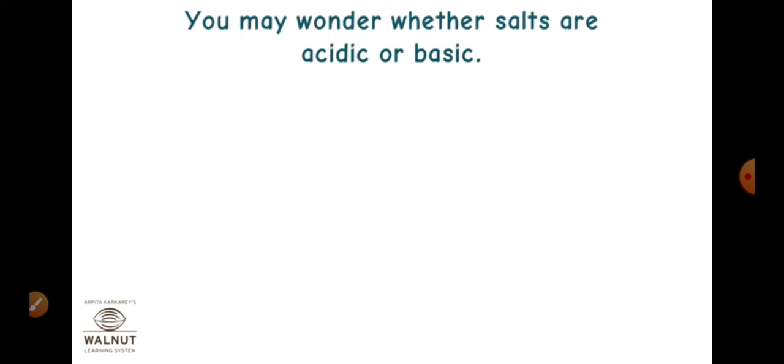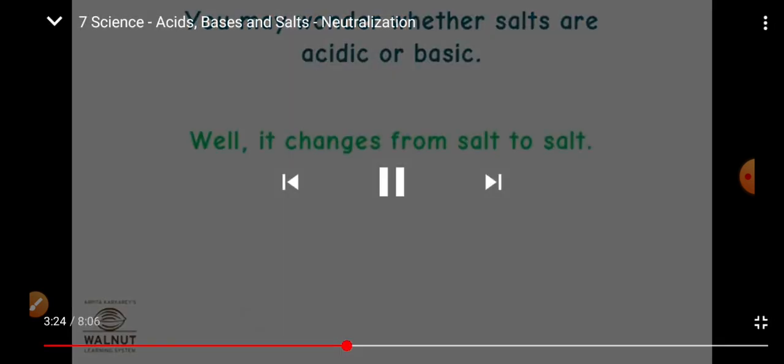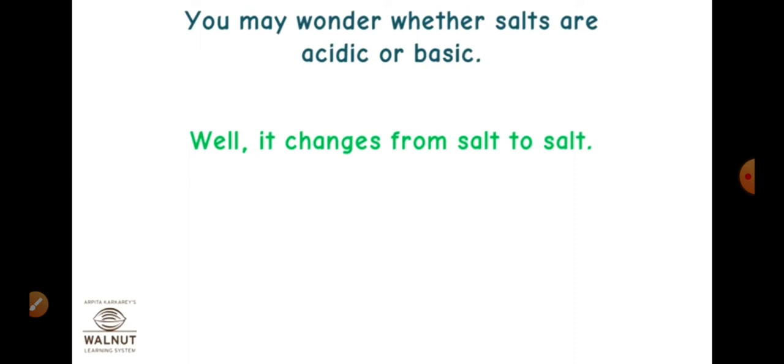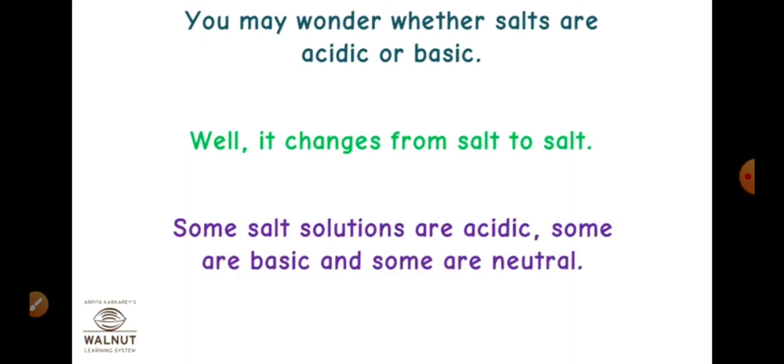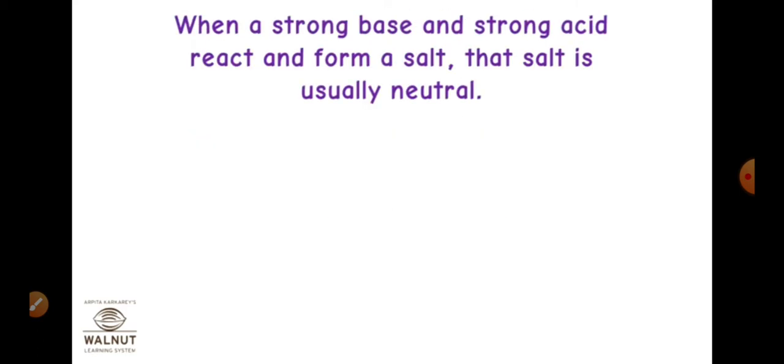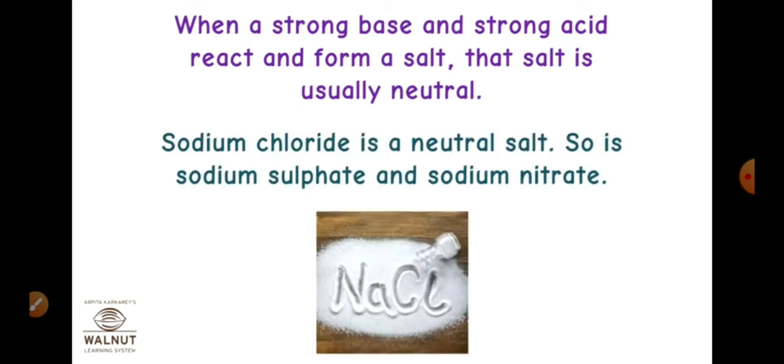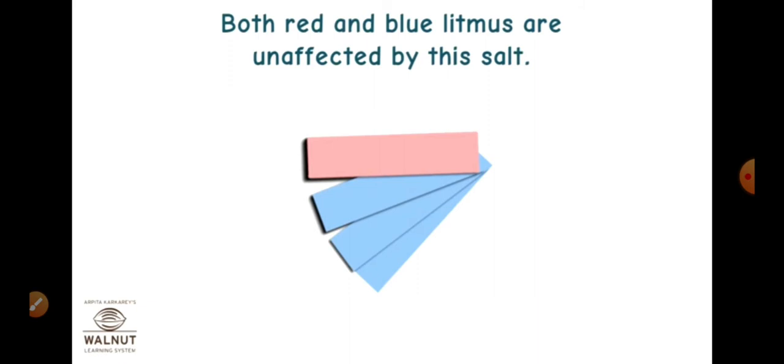You may wonder whether salts are acidic or basic. Well, it changes from salt to salt. Some salt solutions are acidic, some are basic, and some are neutral. When a strong base and a strong acid react and form a salt, that salt is usually neutral. Sodium chloride is a neutral salt, so is sodium sulfate and sodium nitrate. These are neutral salts. Both red and blue litmus are unaffected by this salt.